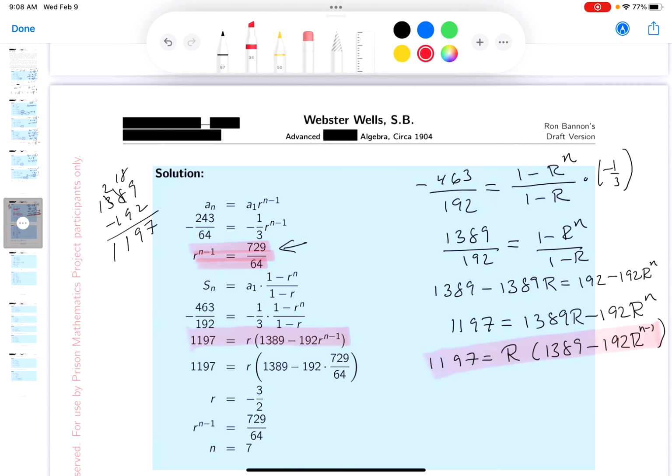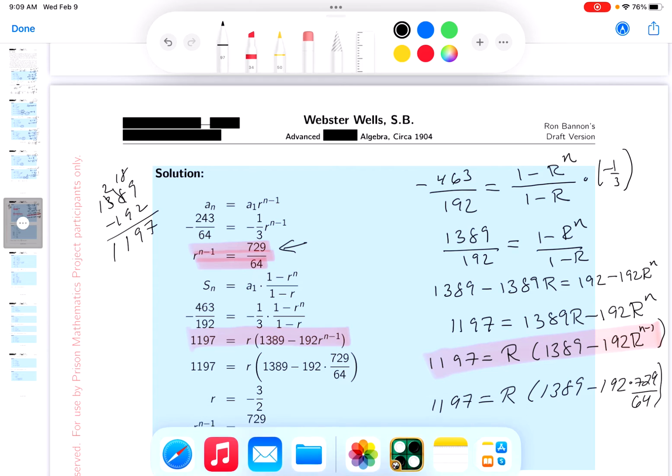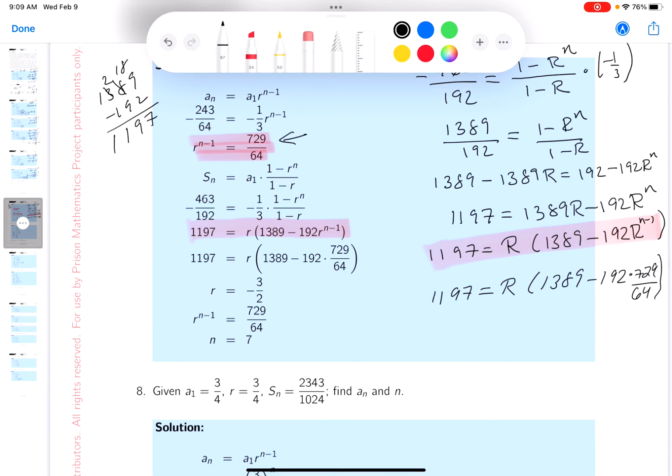So I got two pretty important things at this point, and what I can do now is plug in. So let's put this down. It's going to be 1197. I don't know what R is, by the way. 1389 minus 192 times, well, R to the n minus 1 is 729 over 64. Well, I'm going to be honest with you, it looks like it might be a really simple arithmetic problem. I think so anyway.